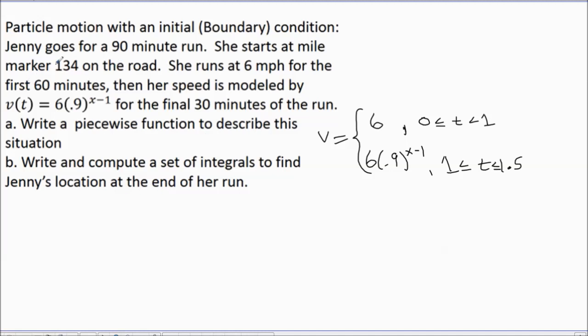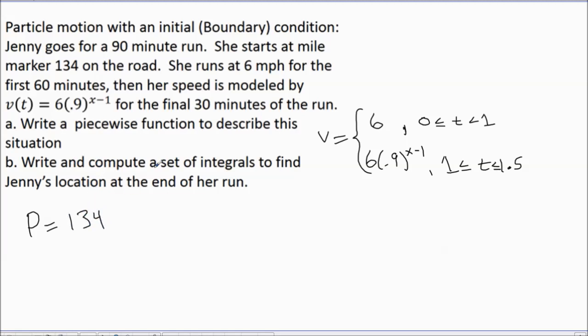so we started at mile marker 134. If we're going to know where she ends up, we need to know where she started. Okay. And so I'm going to write this as her position. Redo. Everybody gets a redo, right? So redo her position and her mile marker. Much better. Her position is going to be where she started, so 134, plus however far she ran.